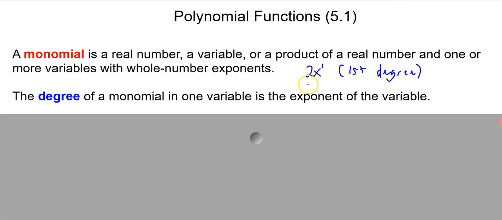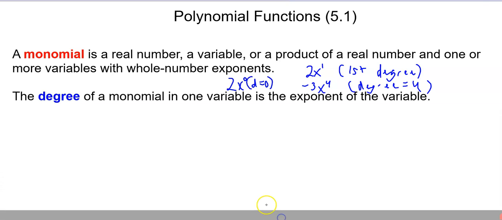monomial. So if we had something like negative 3x to the fourth, that would be degree equals 4, fourth degree. Even a number, what's interesting is that 2x is first degree, but the number 2 is actually degree equals 0. If it's just a constant, it doesn't really have an exponent. If it did, it'd be x to the 0 power, because x to the 0 power is 1. But the degree is 0 for just a constant. So that could happen.